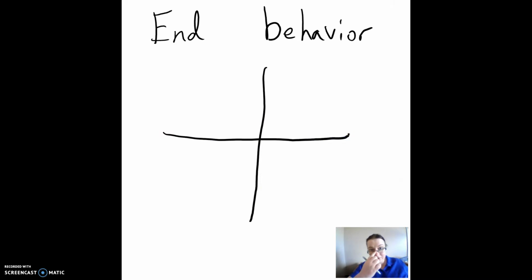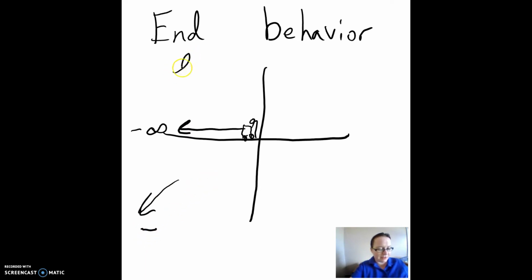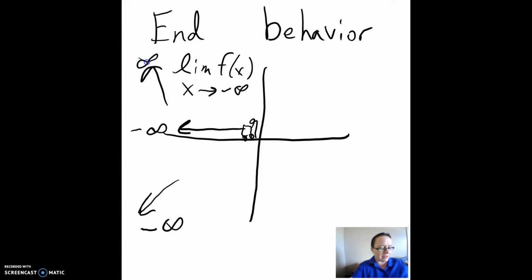But remember, end behavior is when our little Professor X here, he is in his wheelchair. Woo! What's going on when he is heading clear towards negative infinity? What's the graph doing as he heads clear off that direction? Remember, if it's heading down as he goes this way, then the limit, remember that crazy notation we learned? The limit of our f of x as our Professor X heads towards negative infinity is negative infinity. If it's heading down, or if he was heading up, it would be positive infinity.